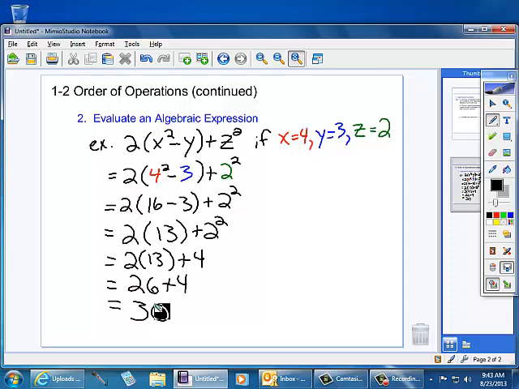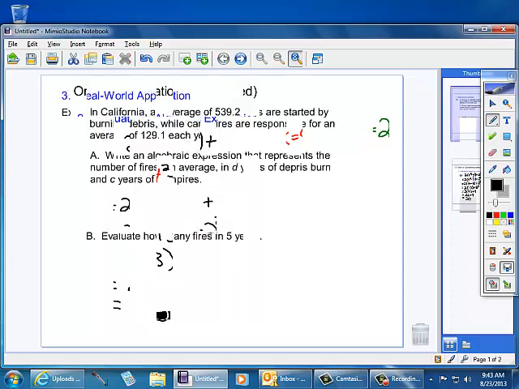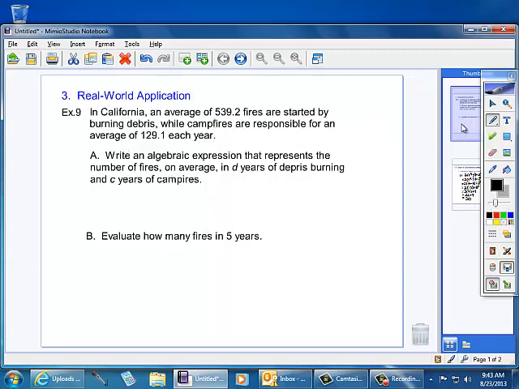Okay. Next, we'll do a real world application. Where are we going to use this stuff? You guys always ask me that. Well, here's the situation. In California, an average of 539.2 fires are started by burning debris, while campfires are responsible for an average of 129.1 each year. Okay, so what they want you to do is write an algebraic expression that represents the number of fires on average in D years of debris burning and C years of campfires.